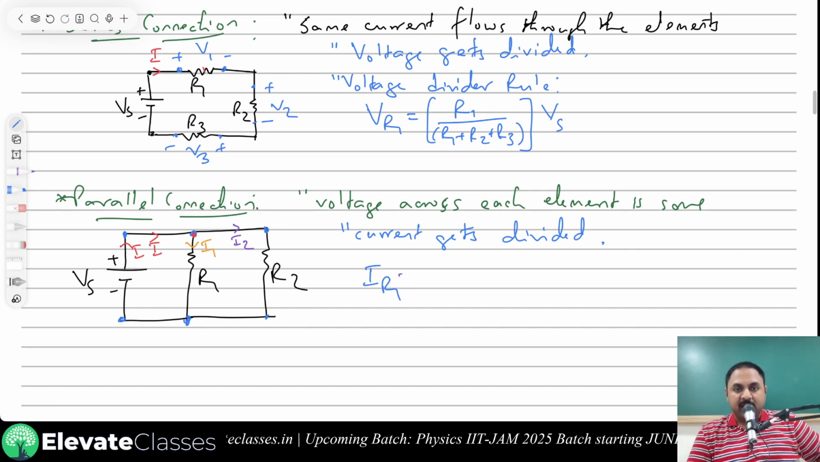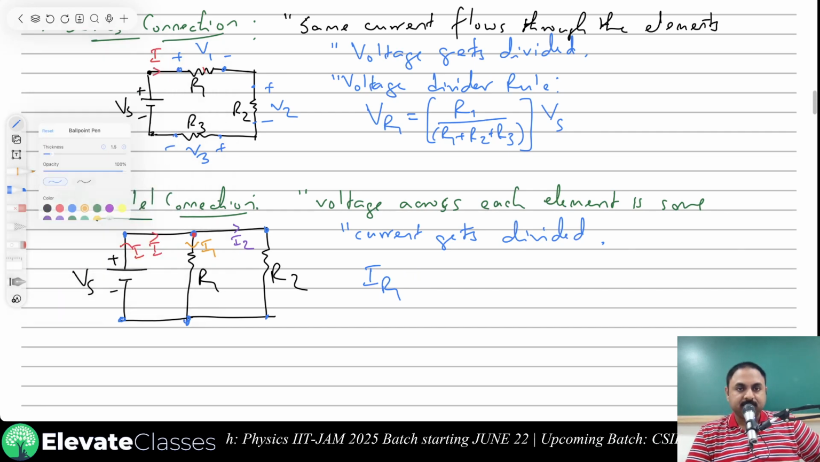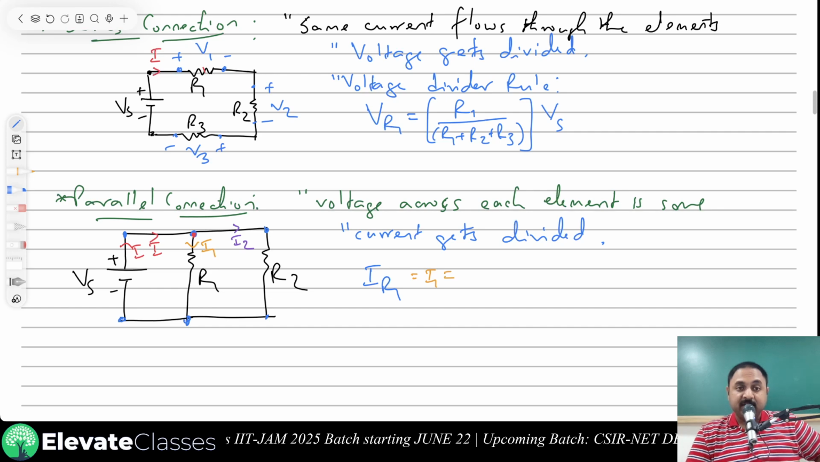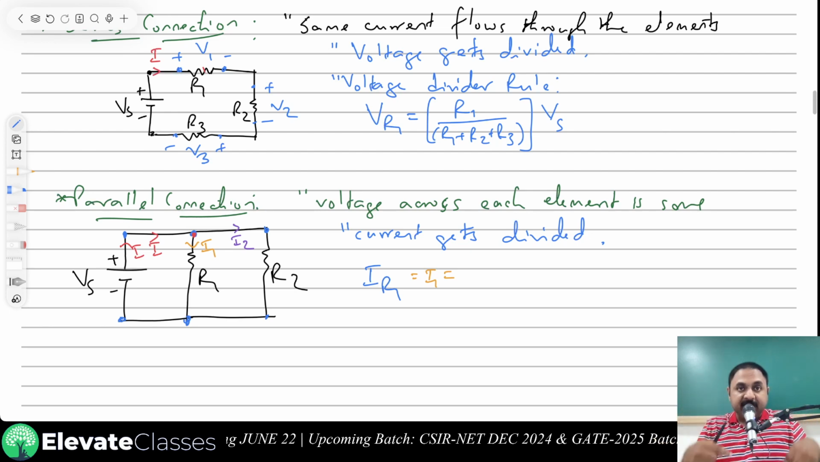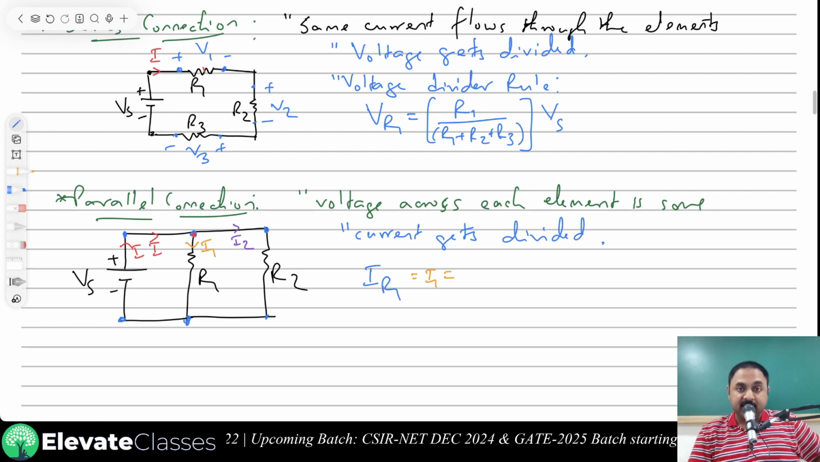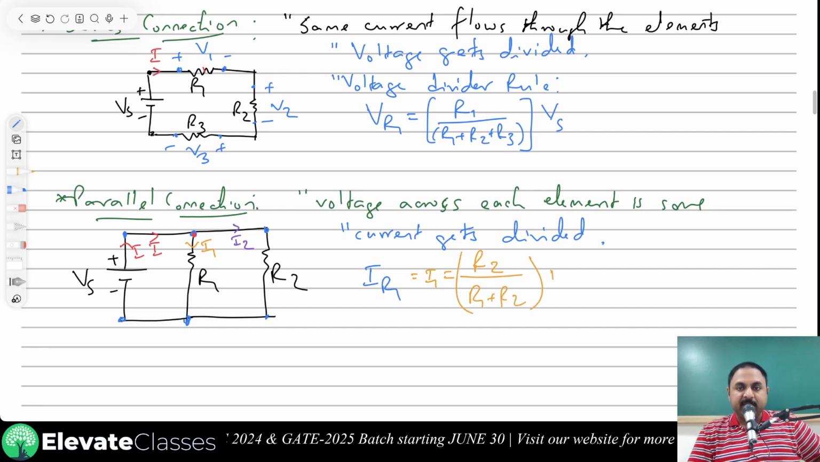So the current flowing through R1, that is I1, will be given by, I1 is equal to, see, what was the voltage divider rule? If you want the voltage across one resistance, take that resistance divided by the sum of all the resistances. Here, if you want the current flowing through this branch, take the other resistance. Take R2 divided by the total resistance, R1 plus R2, multiplied by the total current. This is the current divider rule. This was the voltage divider rule. This was the current divider rule.